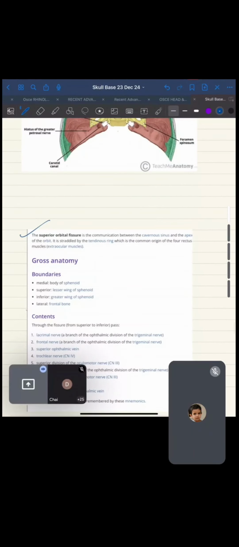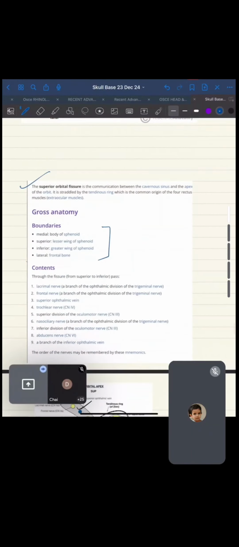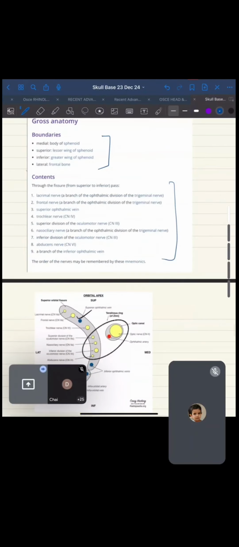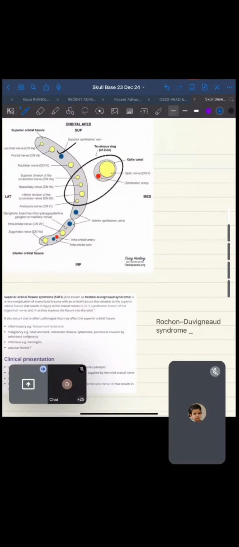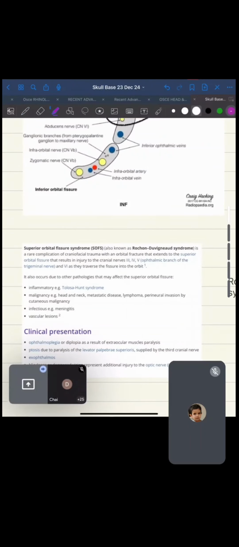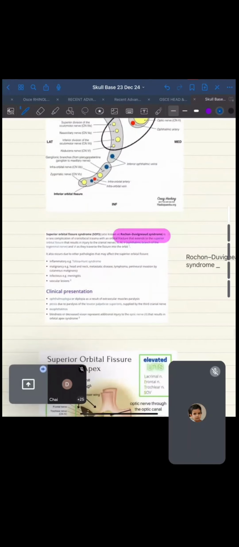What is the anatomy? This is the medial, superior, inferior and lateral part. You have to memorize this. I apologize, I could not find any mnemonic for it, but please remember it. It is not that difficult. And coming over here, the superior orbital fissure syndrome itself is known as Rochon-Duvigneaud syndrome. Okay, so all these things will happen. Go through it, and the clinical presentation we have seen.